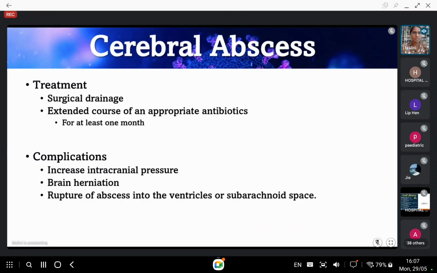So treatment is of course surgical drainage and an appropriately extended course of antibiotics. You need to also address the complications, which are raised intracranial pressure, the possibility of brain herniation, and rupture of the abscess into the ventricles or subarachnoid space.